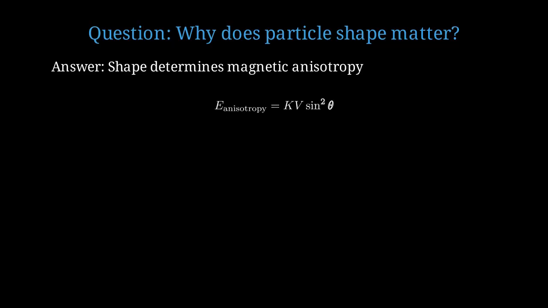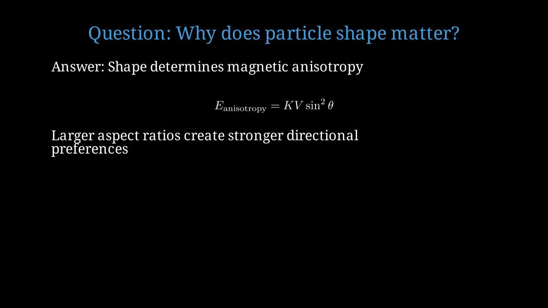The anisotropy energy equals K times V times sine squared theta, where K is the anisotropy constant, V is particle volume, and theta is the angle between magnetization and easy axis. Particles with larger aspect ratios, like rods, have stronger shape anisotropy. This creates more pronounced directional preferences in assembly.